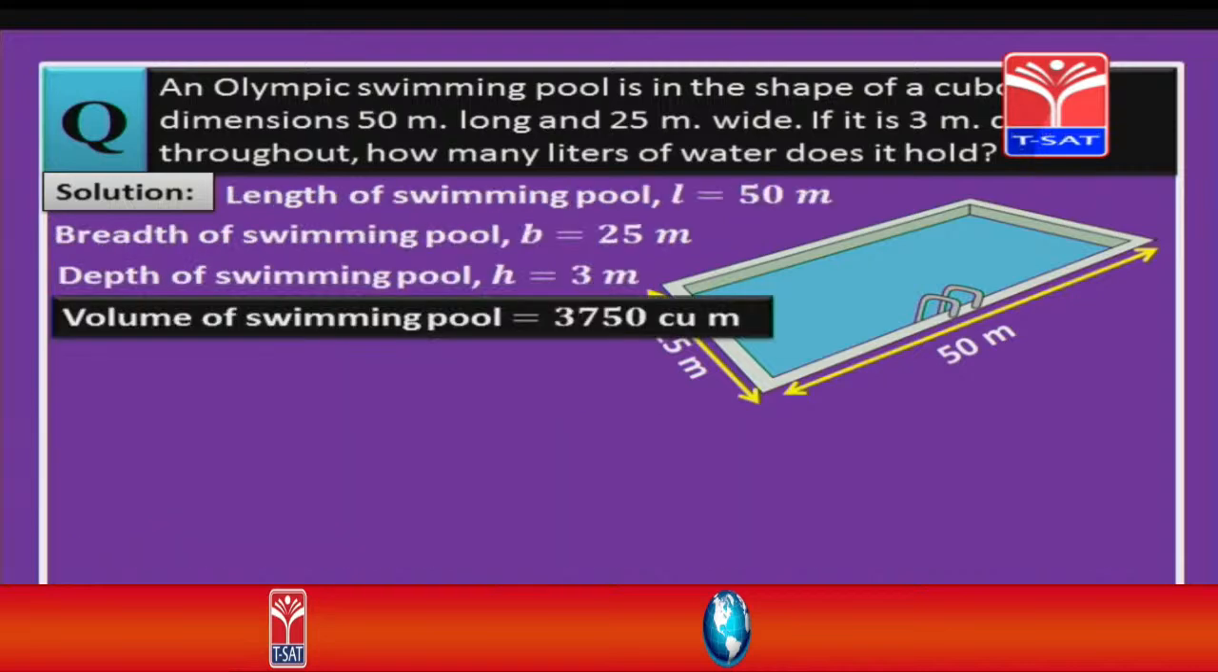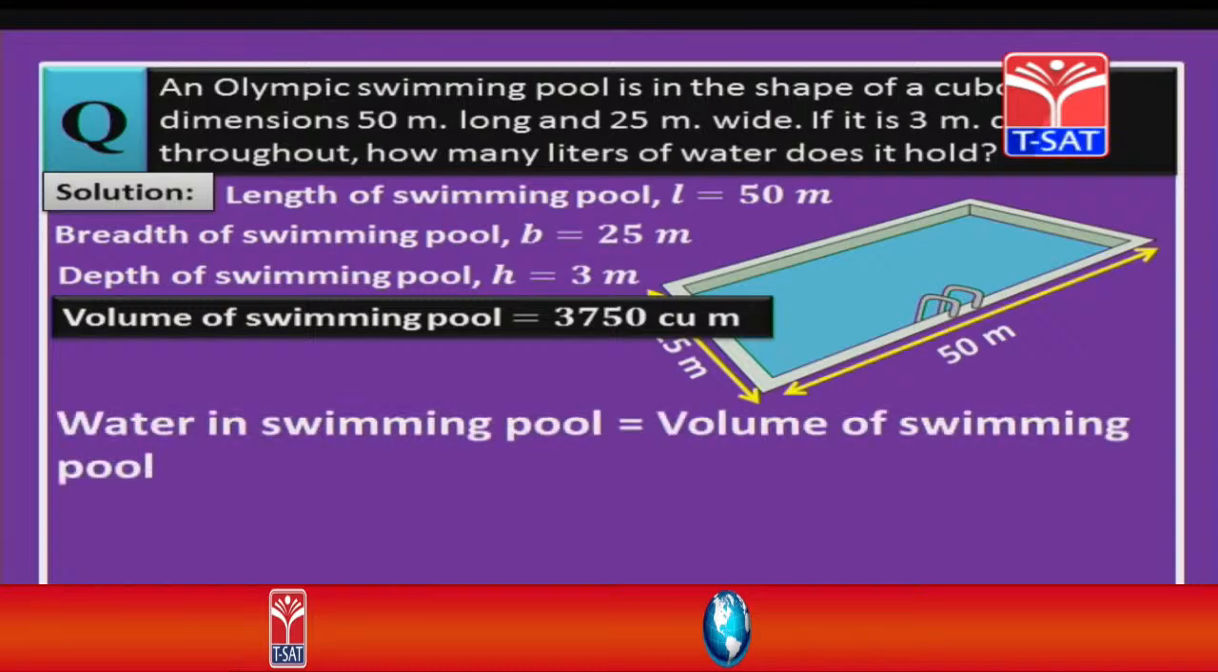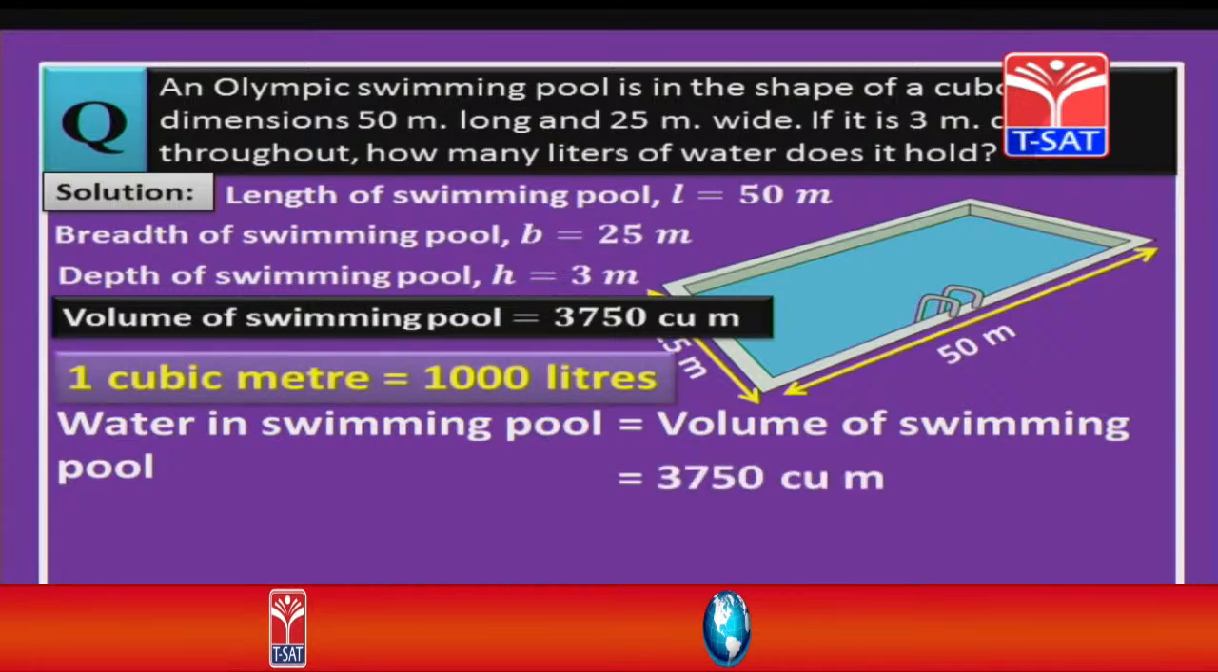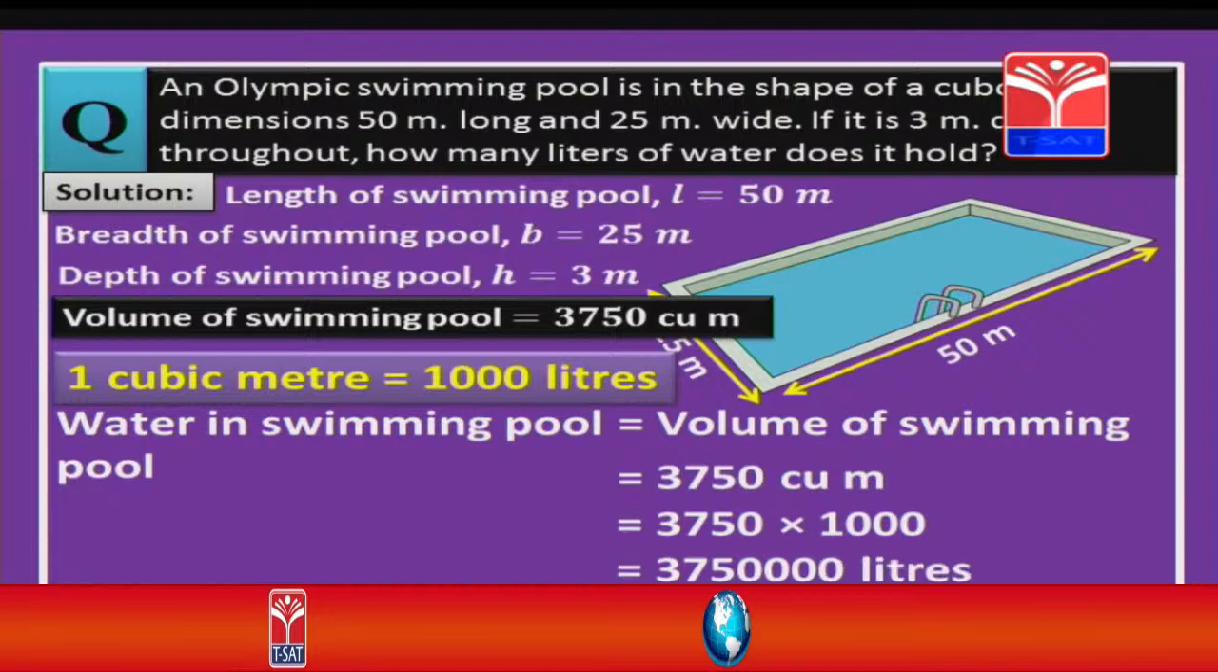3750. So, this is the volume of the swimming pool, but the water in the swimming pool is equal to the volume of the swimming pool. Here the volume of the swimming pool is how much, children? 3750 cubic meters, but we know that 1 cubic meter is 1000 liters, children. So, what do we do? Yes, we need to multiply 3750 with 1000, and multiplying it we get 37,50,000 liters. So, this is the amount of water it can hold.